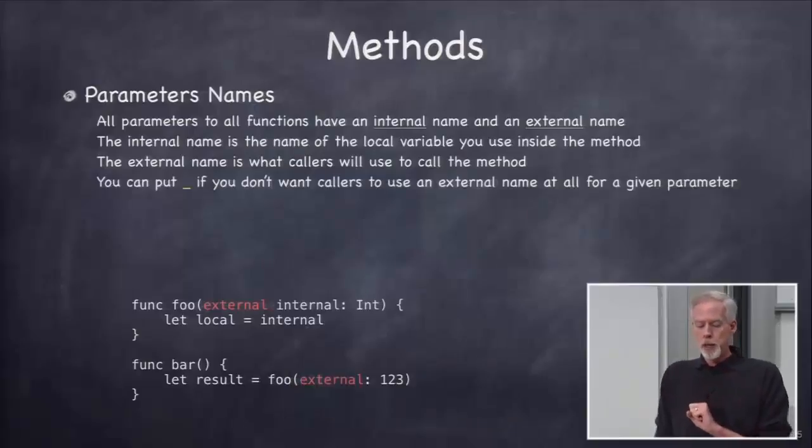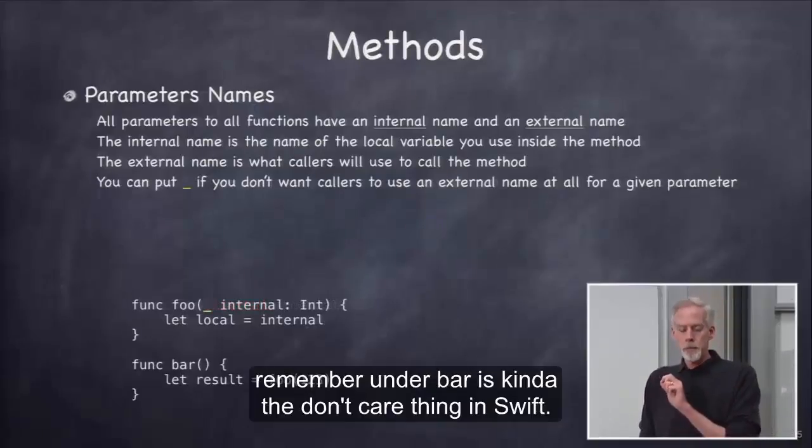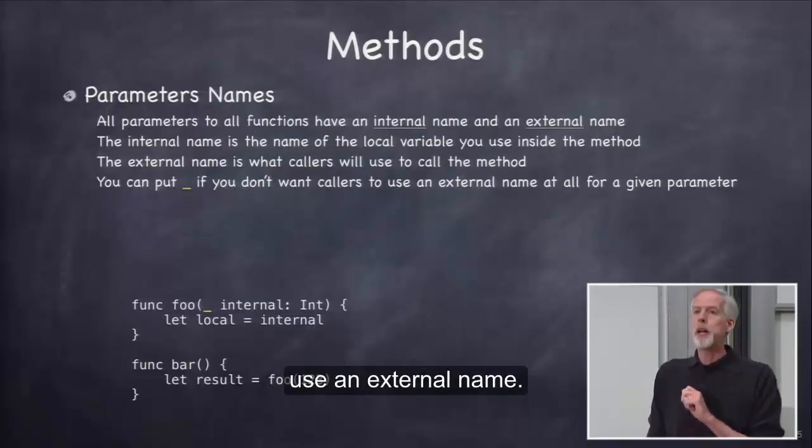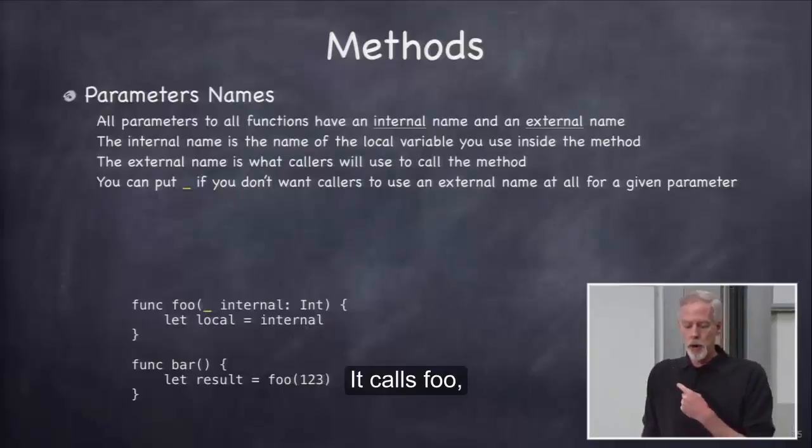They can be different. You can put an underbar. Remember, underbar is kind of the don't-care thing in Swift. You can put an underbar if you don't want callers to use an external name. So now look at bar. It calls foo.